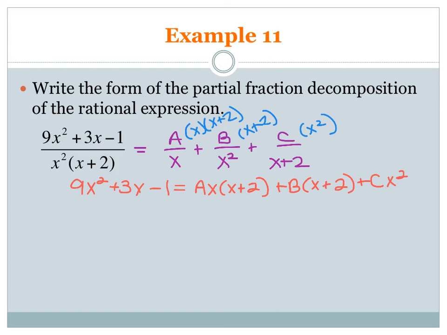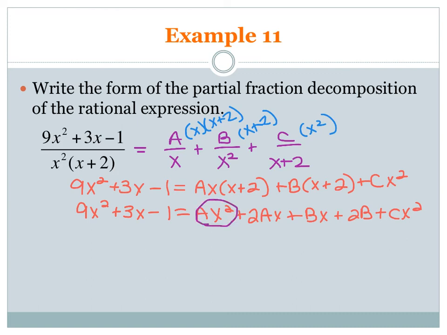And then the a is missing the x and the x plus 2. The b is missing the x plus 2. And the c is missing the x squared. So then I wrote all the numerators out. I would then expand and distribute anything that needs to get distributed. So this is ax squared plus 2ax plus bx plus 2b plus cx squared. And then I want to group together the x squareds and set it equal to the 9x squared.